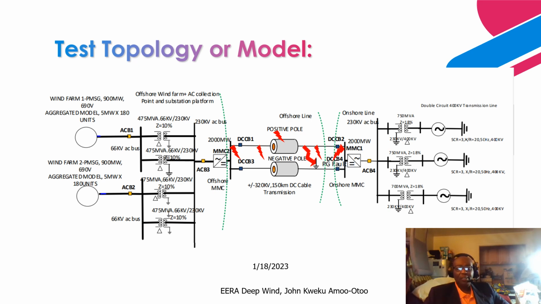On the 400 kV side of the step-up transformer, you have a 400 kV transmission line that has double circuits with bundled four conductors, integrated to three parallel AC grids with a short circuit ratio of 3, X to R ratio of 20, frequency of 50 Hz, and voltage of 400 kV. And a little bit to talk about the modeling of the DC cable: it is a frequency and phase dependent model to capture the dynamics of DC faults and also the frequency dependent elements like capacitance and inductance.